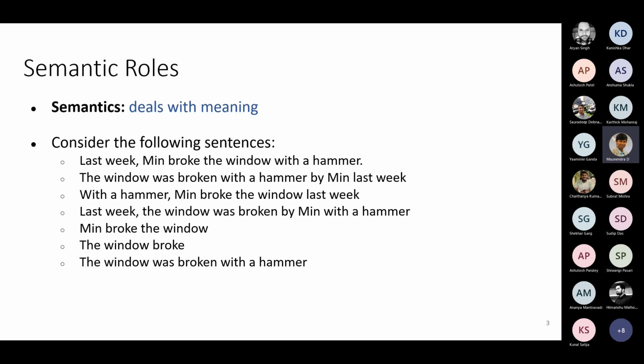When we say semantics, actually we deal with meanings, right? Now, if you look at the sentences listed here, we'll see that the sentences mean very similar things, but are written in different ways. I'll pause here for a minute, maybe go through the sentences and try to guess their meanings.